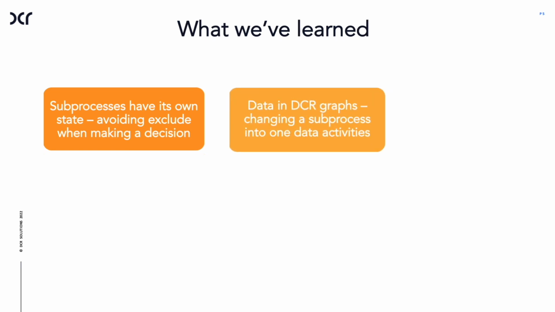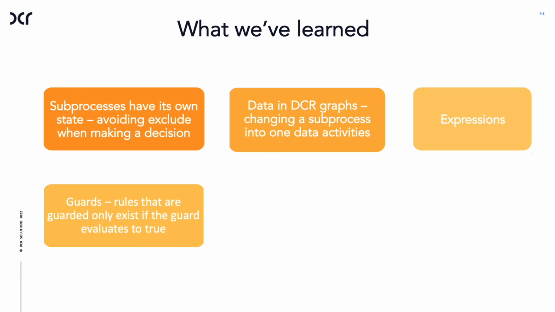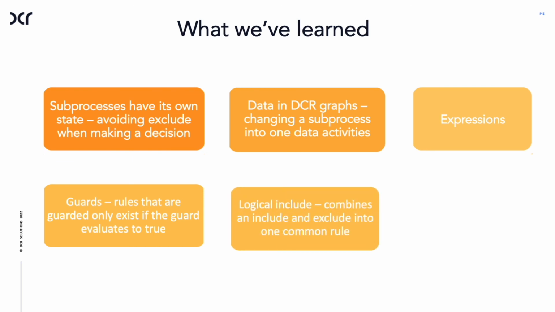We've seen data in DCR graphs, and changing a subprocess with 2 events, yes and no, into a data event with a choice value of yes and no makes it easier. We briefly touched upon expression language and guards, and relations that are guarded are only considered part of the graph if the guard evaluates to true. We have introduced a new rule, the logical include. It combines one include and one exclude rule and simplifies modeling, as we often see include and exclude in pairs that can now be expressed as one logical include.